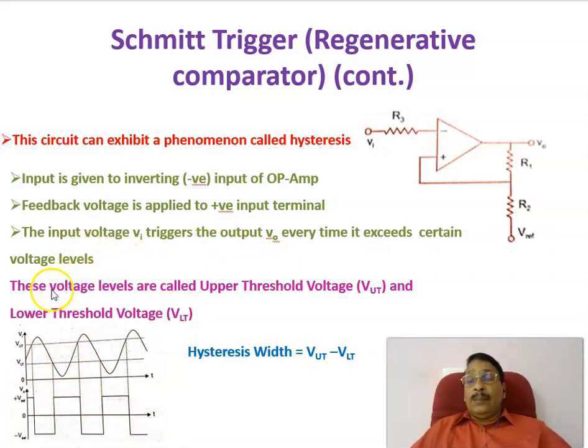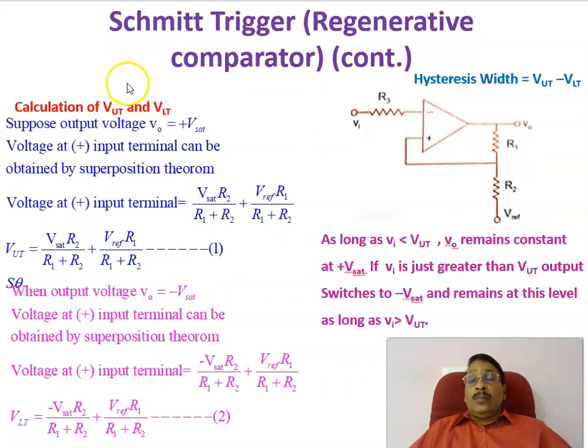These voltage levels, the upper threshold voltage and the lower threshold voltage, are called VUT and VLT. We can derive them in terms of the reference voltage, Vsat, R1 and R2. You can derive the equations for the upper and lower threshold voltages, and then calculate the hysteresis width, which is nothing but the difference of these voltages. Now, continuing with the Schmitt trigger configuration, we have to calculate the upper threshold voltage and the lower threshold voltage.